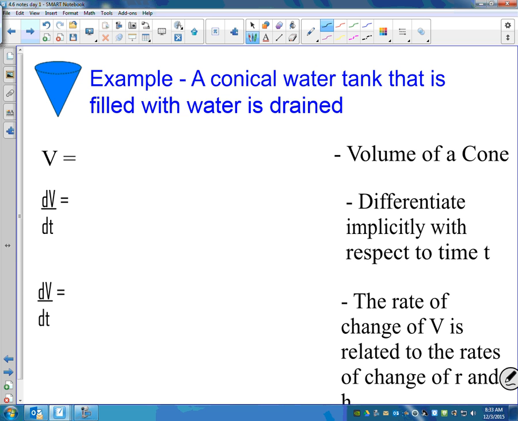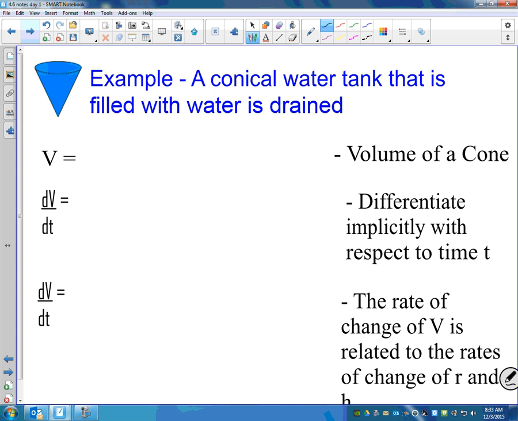So, let's start. Look at this lovely conical water tank. How many of you have a conical water tank? You do? First of all, if we want to talk about a conical water tank that is filled with water and is draining, we're talking about the volume. How much does that water tank hold? So we have to know the volume of a cone.